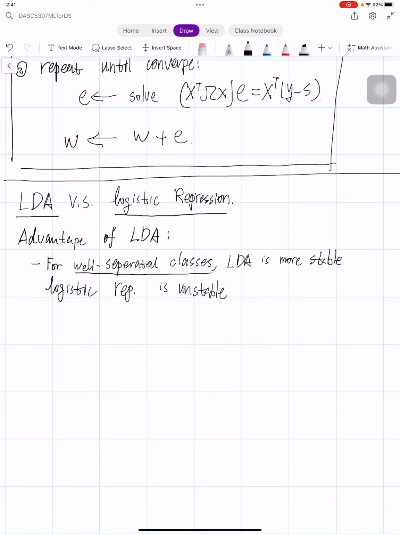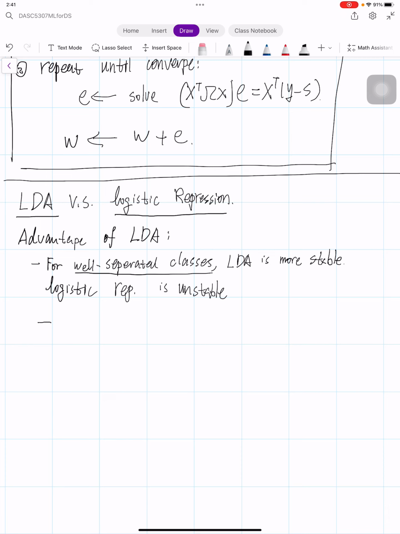It's because if you have two classes, for example, we have the blue dots here labeled as 0, and we have the red dots here. If they don't have any overlapping data point region, logistic regression does not know how to fit the data. It's more unstable in this sense, but linear discriminant analysis is more stable in this case.